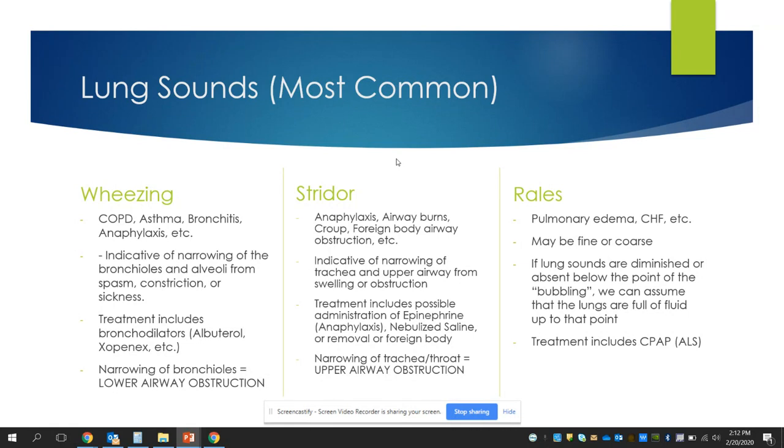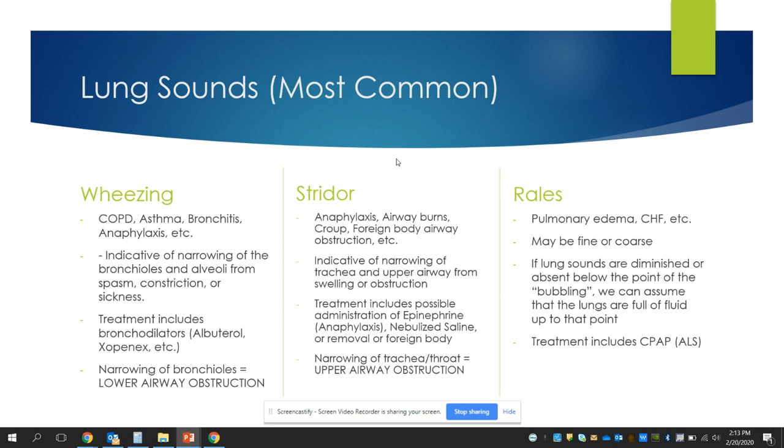It could be coarse or fine, so very loud or very quiet. You hear this more like a bubbling sound. All right, that's what rales sounds like. So you might hear some wheezing above that bubbling, but if you hear the bubbling at all, we should not treat that with a bronchodilator, and we'll talk more about why that is in the pharmacology side of things.